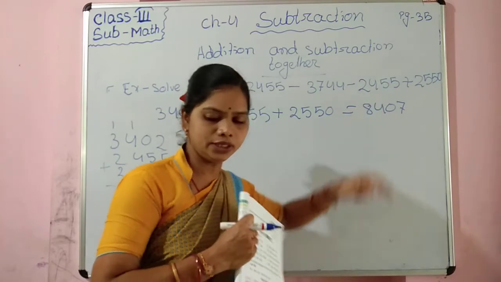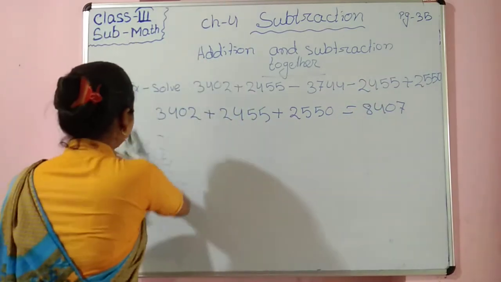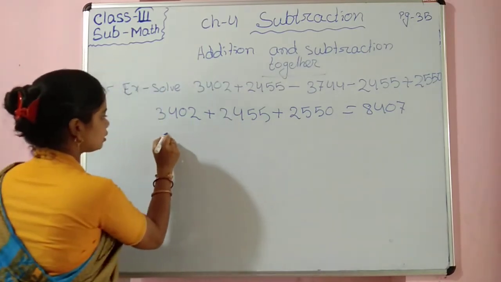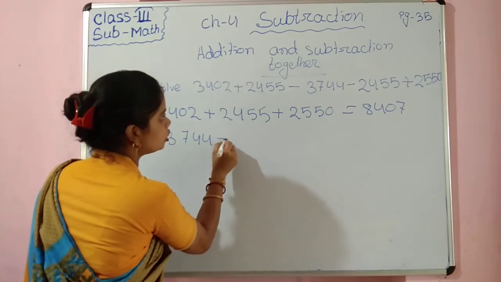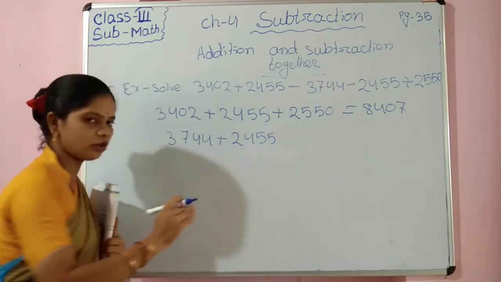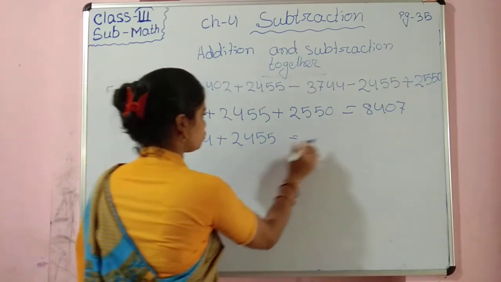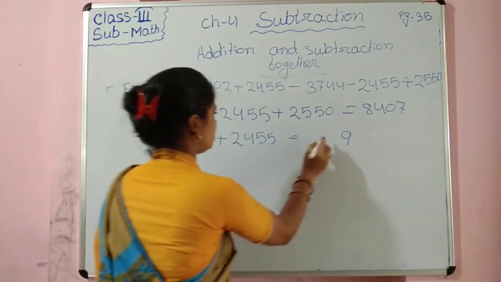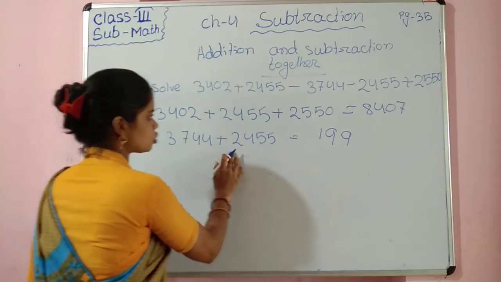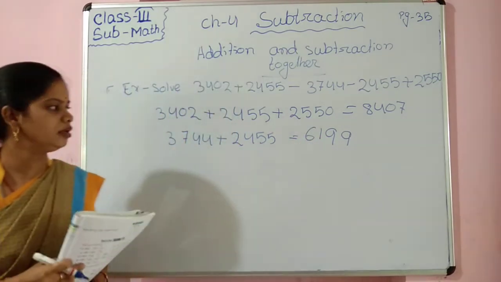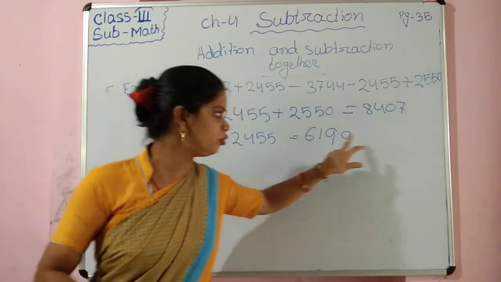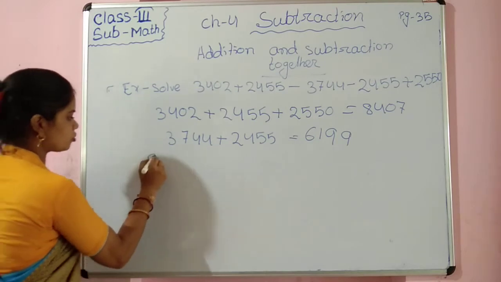Next we add the negative integers. The negative numbers are 3744 plus 2455. We add these two numbers: 5 plus 4 is 9, 4 plus 5 is 9, 7 plus 4 is 11, carry 1, 4 plus 2 is 6. So it is 6199. Then we subtract this number from this number.